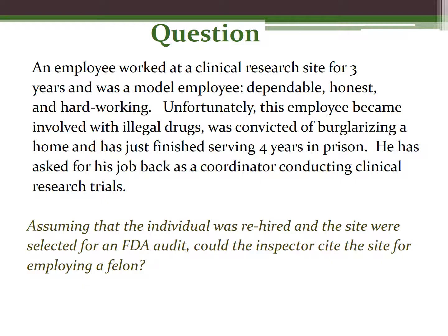Back to the same question, same guy that just served 4 years in prison. Another question. Assuming that the individual was rehired, remember I gave you the example, it's his brother that owns the research site. So he's rehired and the site was selected for an FDA audit. Could the inspector cite the site for employing a felon? English is so tricky. Could the inspector basically submit a Form 483 because the research site was employing a felon?